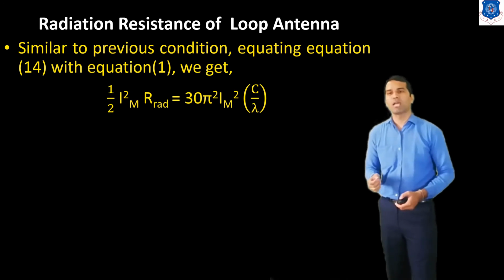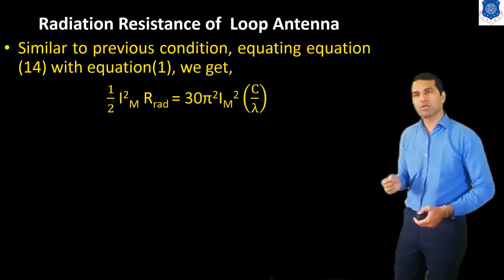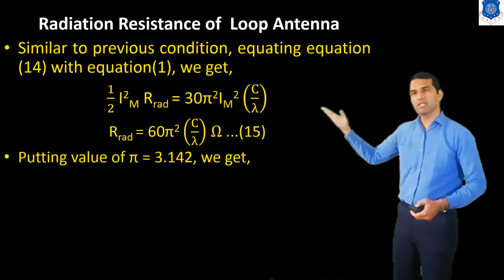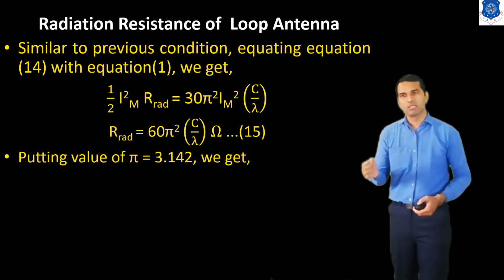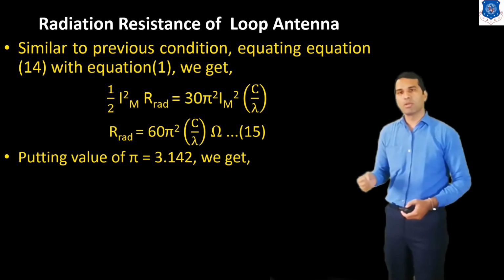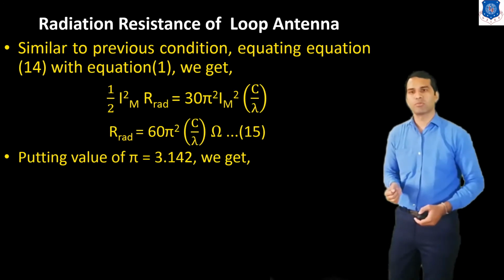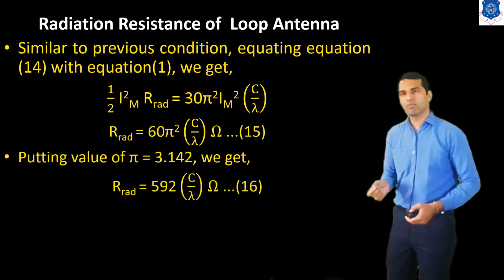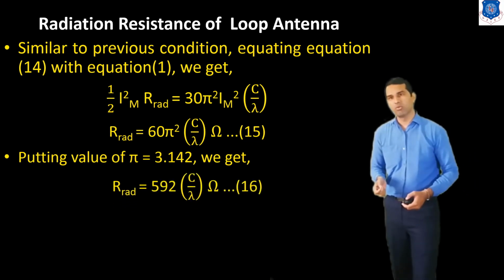Now, similar to the previous condition, equating equation 14 with equation number 1, we get 1 by 2 Im square into r radiate is equal to 30 pi square into Im square C by lambda. When we solve this equation, we can write r radiate is equal to 60 pi square C by lambda, and the unit is ohm. Now we put the value of pi. We know that pi is 3.142. So when we put the value of pi, we get r radiate is equal to 592 C by lambda.